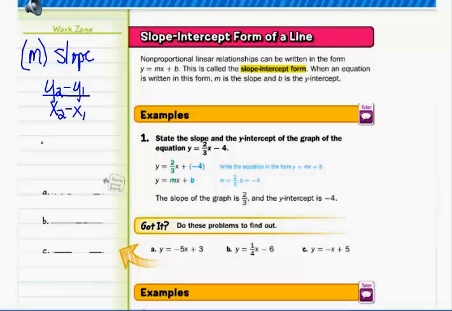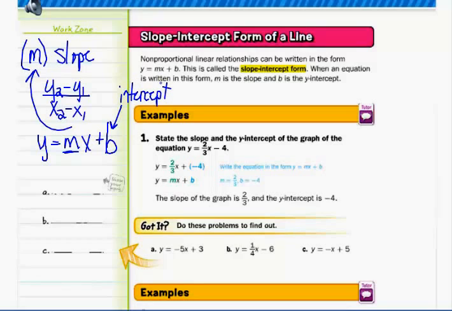We've also talked about the direct variation form of a line. y equals mx, where we said that m was the slope. So today, the slope-intercept form is just the direct variation form plus b. This b stands for an intercept. If you recall, the direct variation form always went through the origin, the center. Now we're talking about lines that don't always go through the center.